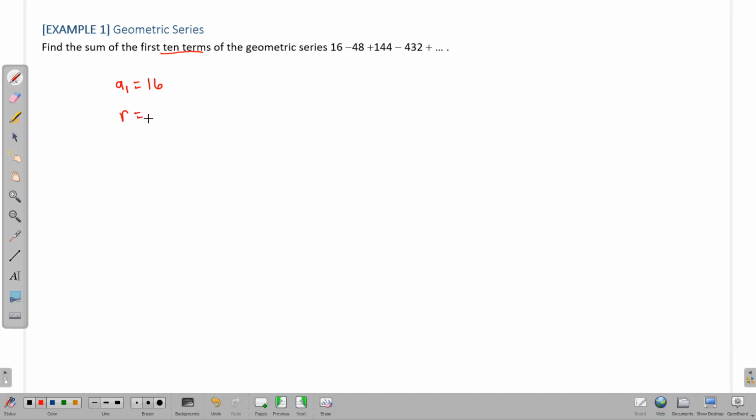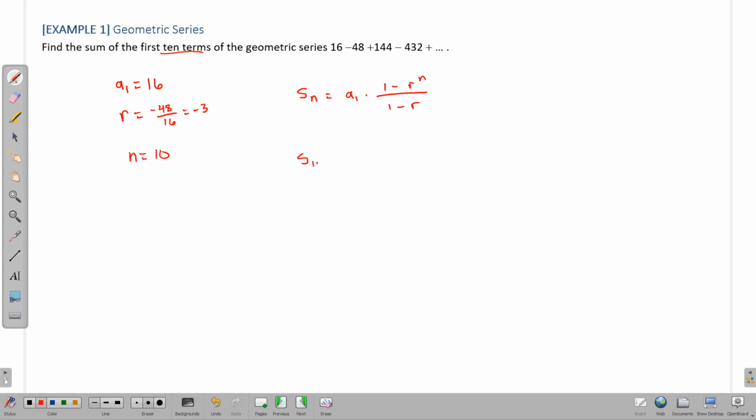We can find r by doing the ratio of two consecutive terms. So negative 48 over 16, that comes out to negative 3. Right? We're multiplying by negative 3 to progress through the sequence. We also know the value of n is supposed to be 10 terms. So then we go to the formula. S sub n is a1 times 1 minus r to the n over 1 minus r.